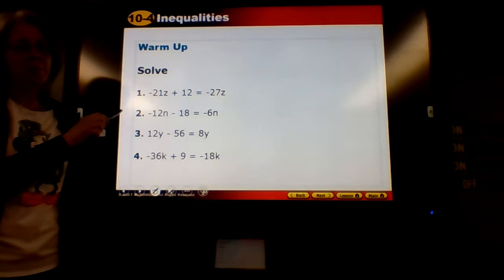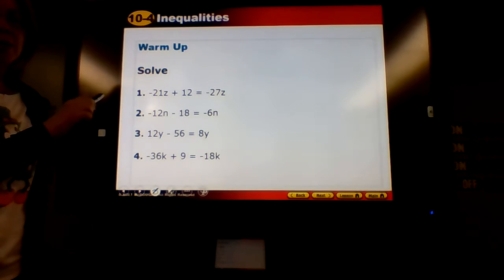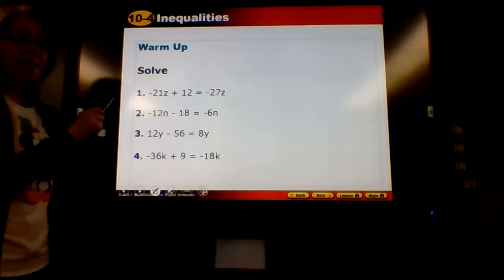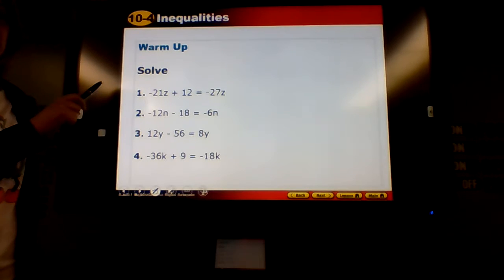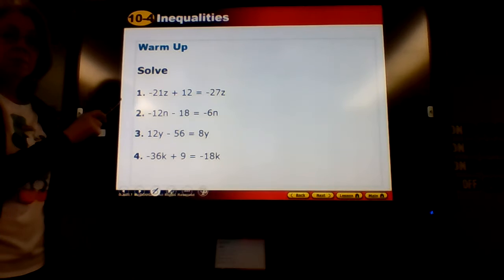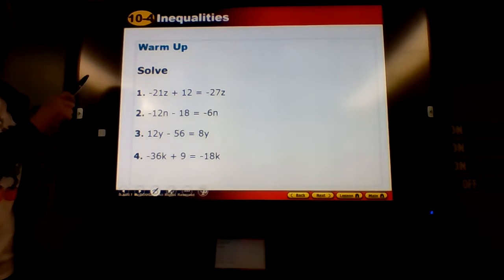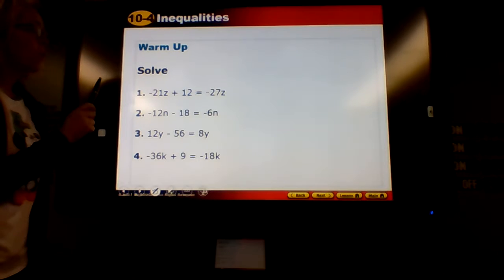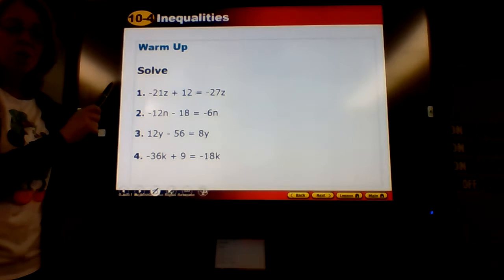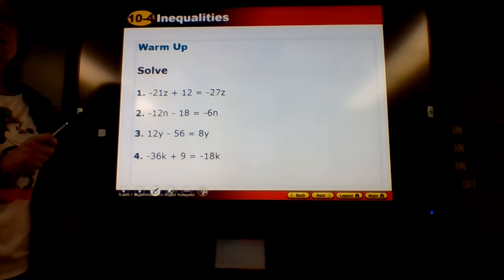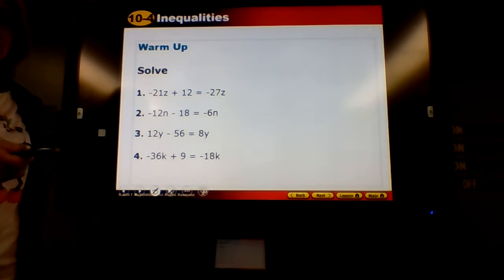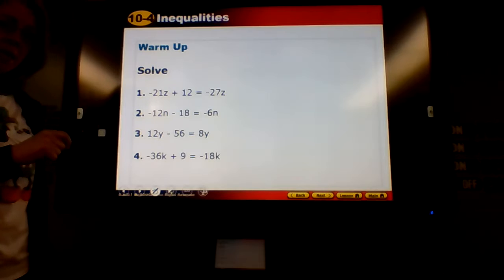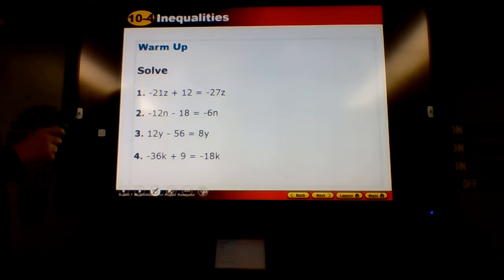What you do have to remember, what they're throwing at you right now, is all of your rules for positives and negatives. So remember, when you are adding and subtracting positives and negatives, if it's one of each sign, you're finding the difference between the two and taking the sign of the number that has the largest absolute value. For multiplication and division, two of the same signs gives you a positive answer. One of each sign gives you a negative answer. So you have to keep that all in mind when you're doing this.